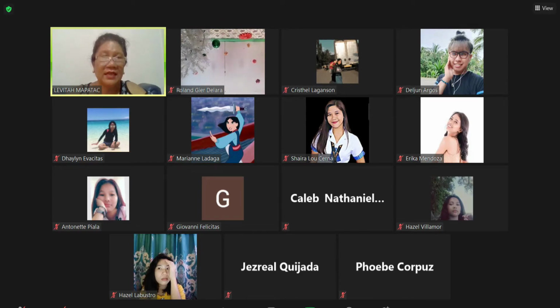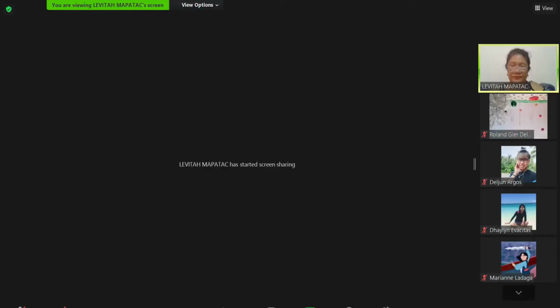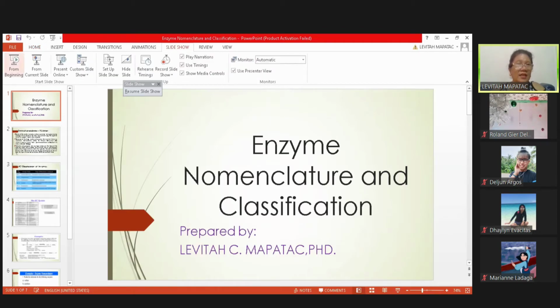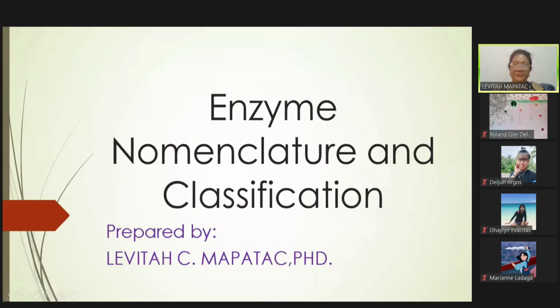The naming. So we are now in the naming of an enzyme. How are we going to name an enzyme? We are now in the enzyme nomenclature and classification.